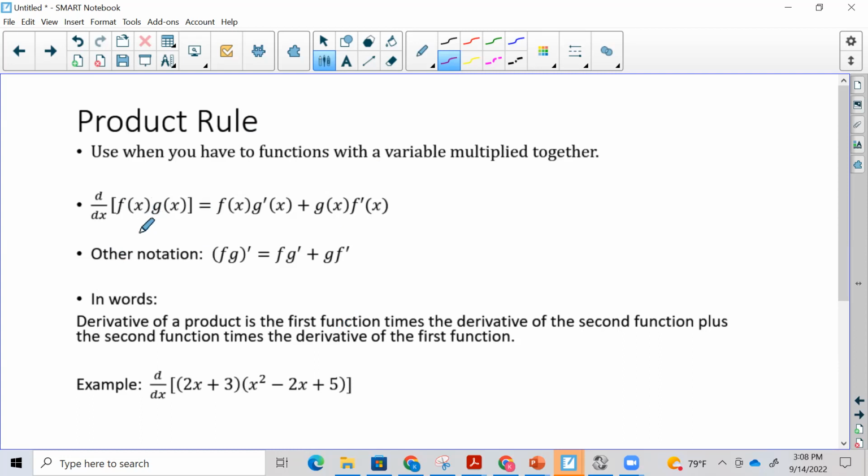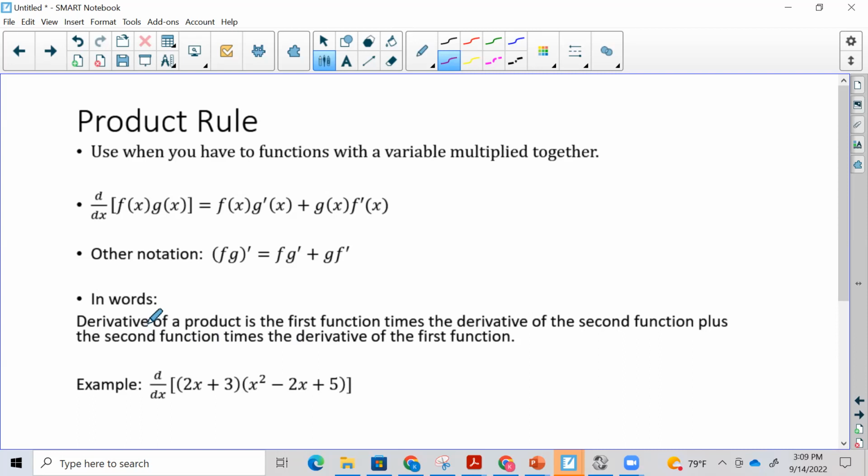They usually write it with f and g instead of g and h. It really doesn't matter. But what we do is we do the first times the derivative of the second plus the second times the derivative of the first. And you can write it with the x's, or you don't have to write it with x's. The order doesn't matter. So you can put the g of x, f prime of x first. You could put g prime first and then f of x. The main thing is it's one function with the derivative of the other function.